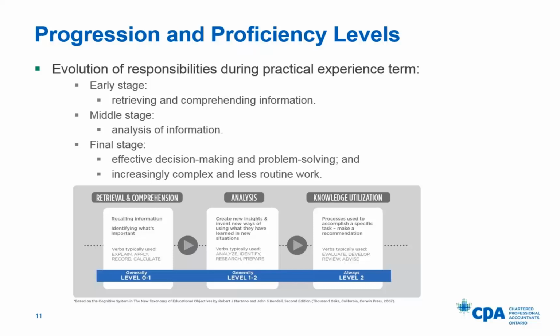Then you'll move on to what we call knowledge utilization, or level 2. So here you're using the information that you've analyzed, and you're coming to a conclusion about the analysis that you've done, and you're making a decision or a recommendation. Okay, so you're really using decision-making, problem-solving, and recommendation, and you would be saying, I evaluate, I develop, I review, or I advise. Okay, so those would be the words that you would use to describe the work that you're doing.